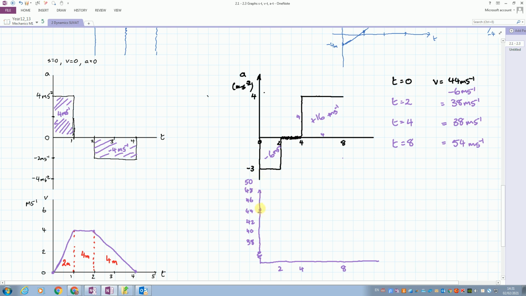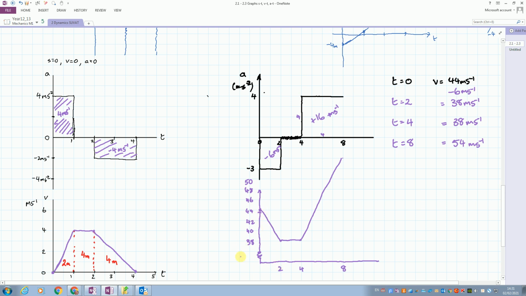So we start at 44 and our velocity drops to 38. And then stays the same for 4 seconds, then accelerates up. After 8 seconds, we are doing 54. And that's the actual velocity graph for that one. Okay, so that's the second example that we can do by calculation and use it to calculate the area. And if we wanted to do the displacements, you'd calculate the area all the way to 0 of this.